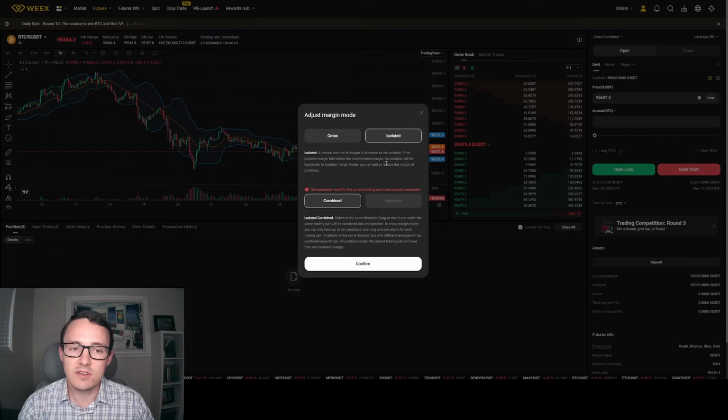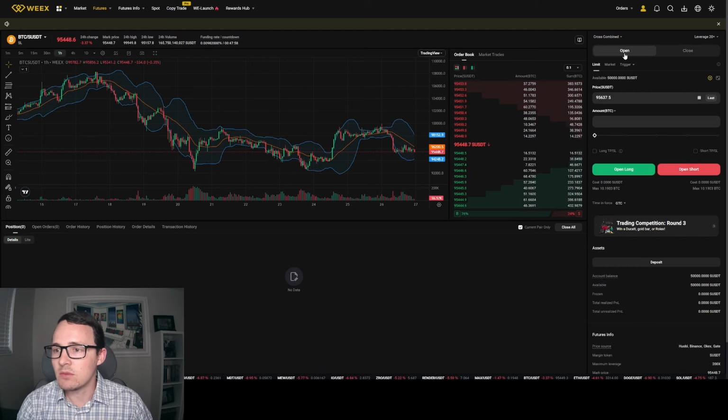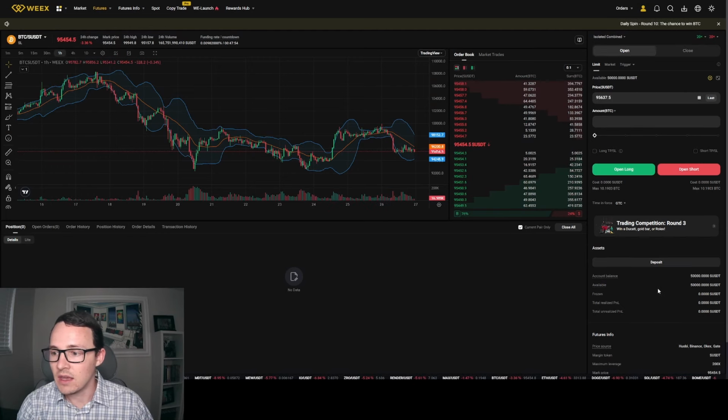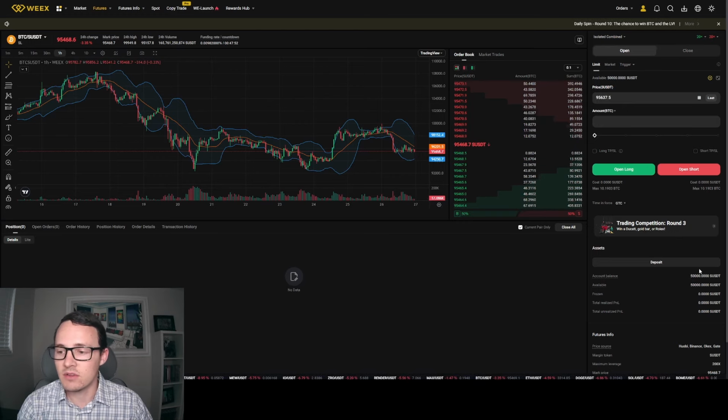So that's the first thing we can see, whether you want to use cross, isolated, or combined. Right now I'll use isolated combined. And then we can see we can open or close. Obviously I have none open. We can also see this is a demo account, so I've got 50,000 of essentially test USDT.